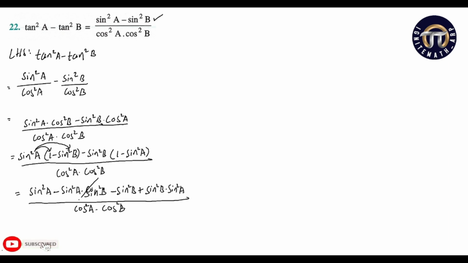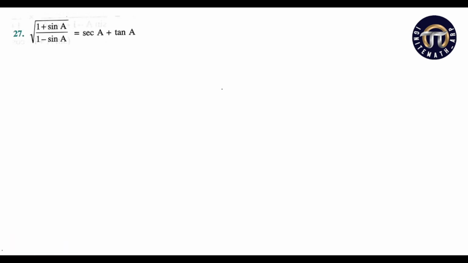So sin square A into sin square B, sin square A into sin square B, both of them are having opposite sign, they get cancelled. So I'll be left with what, children? I'll be left with sin square A minus sin square B. See here, sin square A is here, sin square B is over here, divided by cos square A into cos square B, that is nothing but the RHS what we require. Clear, children? So let's move to the next question, that is question number 27.